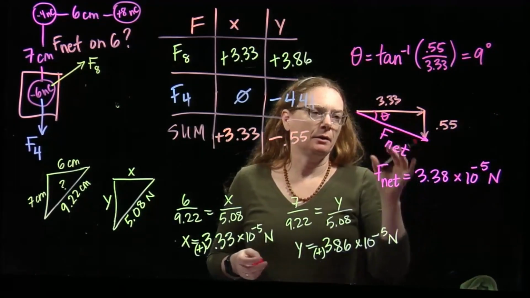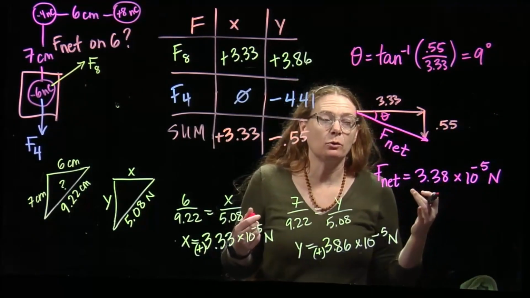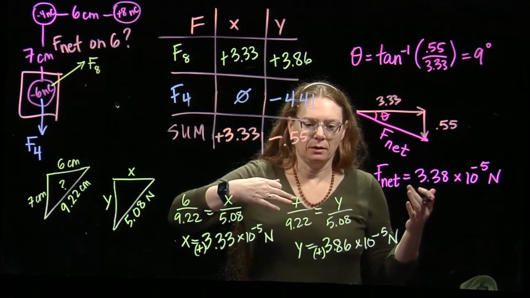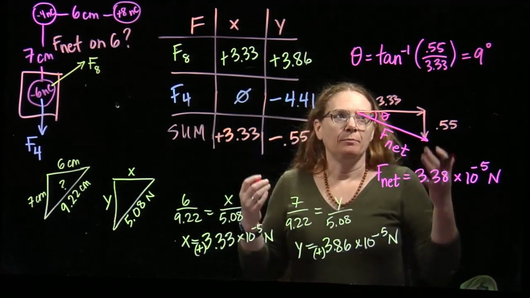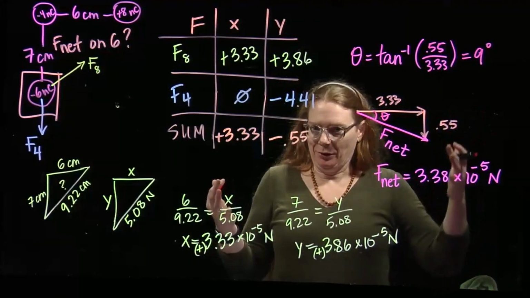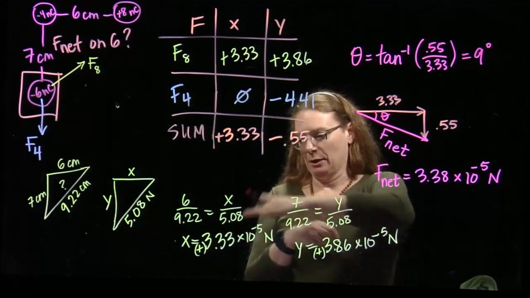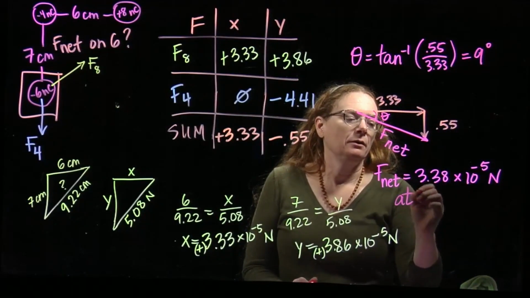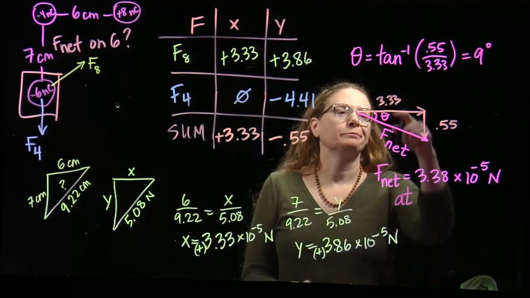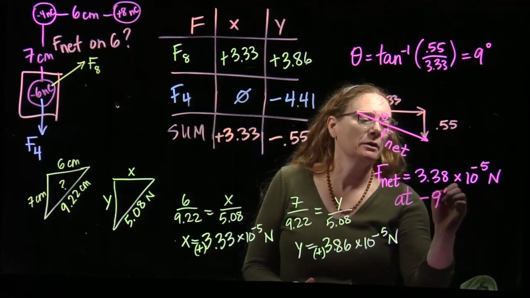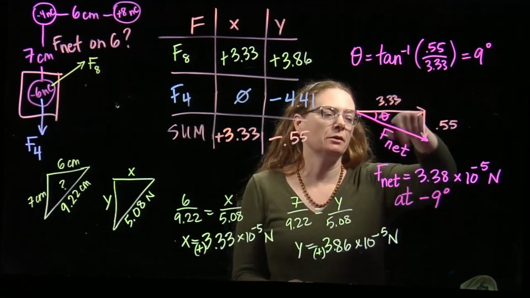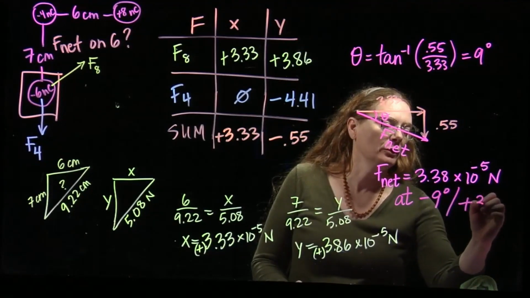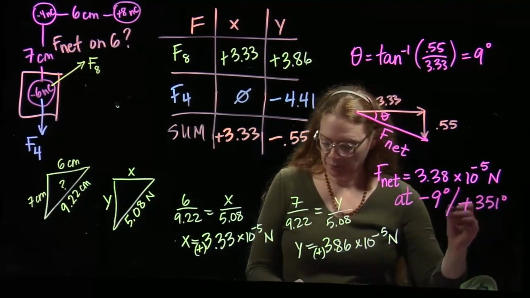And how do I want to describe this? If I just told you it was at 9 degrees, I'd probably think start at 0 and go 9 degrees up. So 9 degrees alone doesn't tell me, is it 9 degrees from here? Is it 9 degrees from there? Where is it? So you could do it at negative 9 degrees, right? Start at 0 and go down. You could do it at positive 351 degrees.